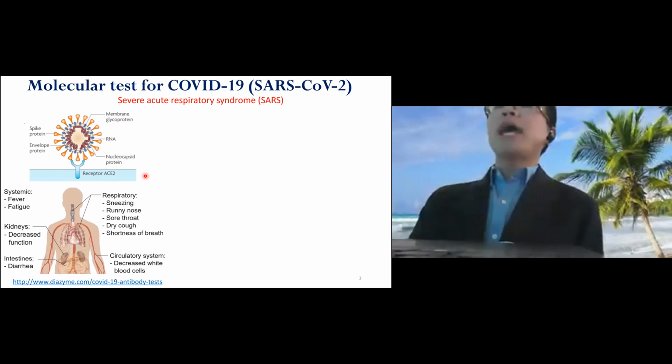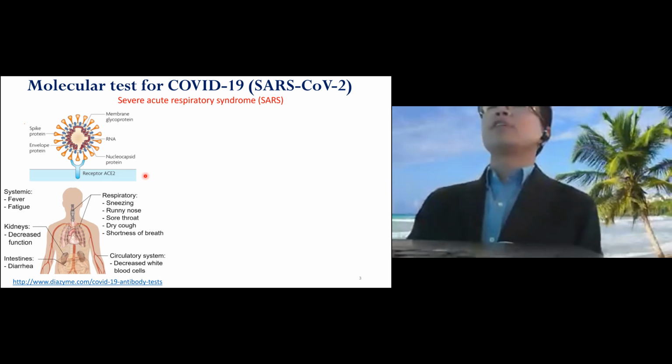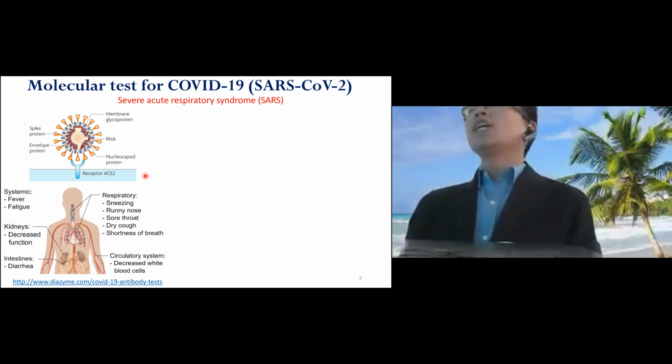So when people catch the coronavirus, they have a fever, fatigue, and major lung dysfunction, infection in the lung, major failure in the kidney, and even in some other parts of the circulatory system.